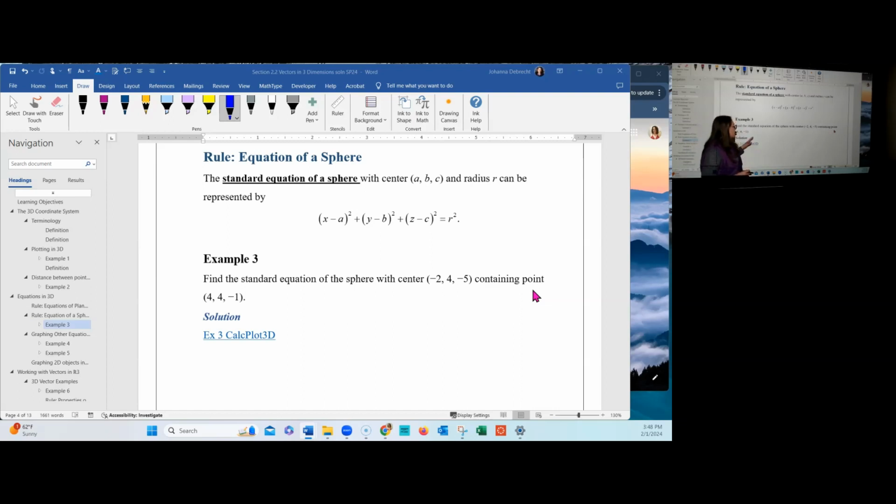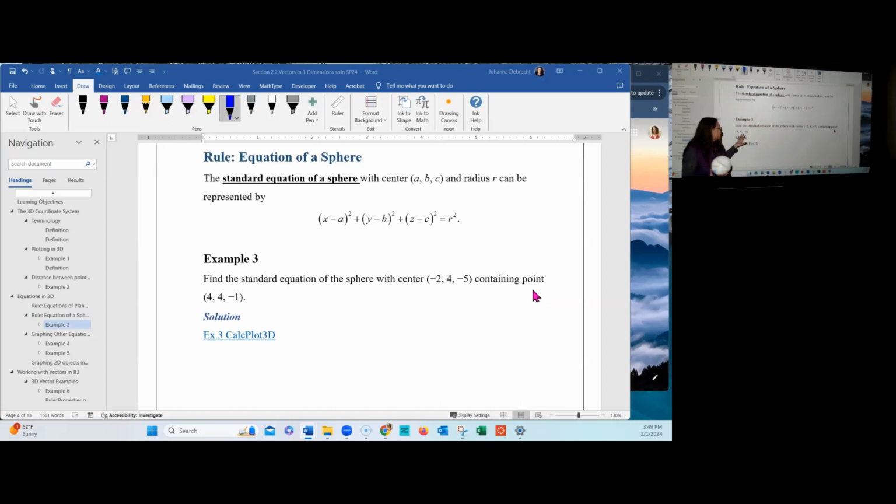So now let's go ahead and figure out how to find the standard equation, the working equation right here, for a sphere with center (-2, 4, -5), and containing the point (4, 4, -1). So what does that mean? That means that the point in the middle of this surface, that's the (-2, 4, -5), which are going to be A, B, and C. So we're going to have x minus -2, y minus 4, z minus -5. So what do we not know? We don't know r. So how can we find r?